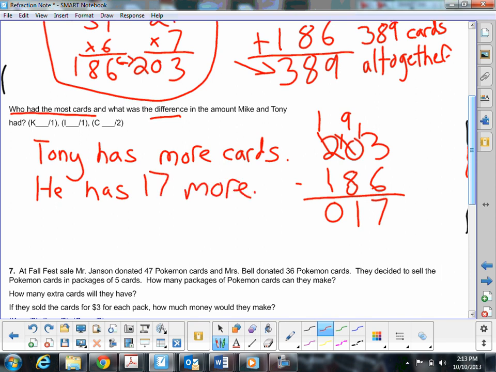The communication mark is 2 because it asks two different things in this question. The first part, who has the most cards, and what is the difference? So Tony has the most cards. He has 17 more. That would give you 2 marks. You've found the numbers from up here, so that would give you your inquiry mark of 1. And you've subtracted correctly, so you would get the knowledge mark of 1.